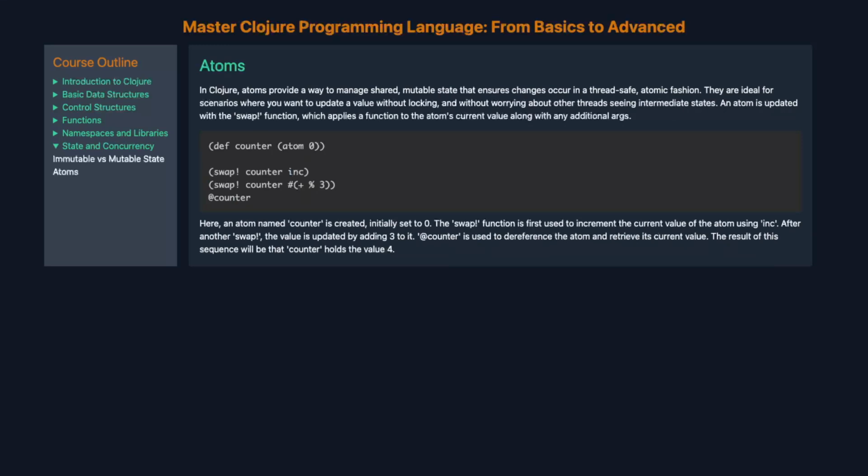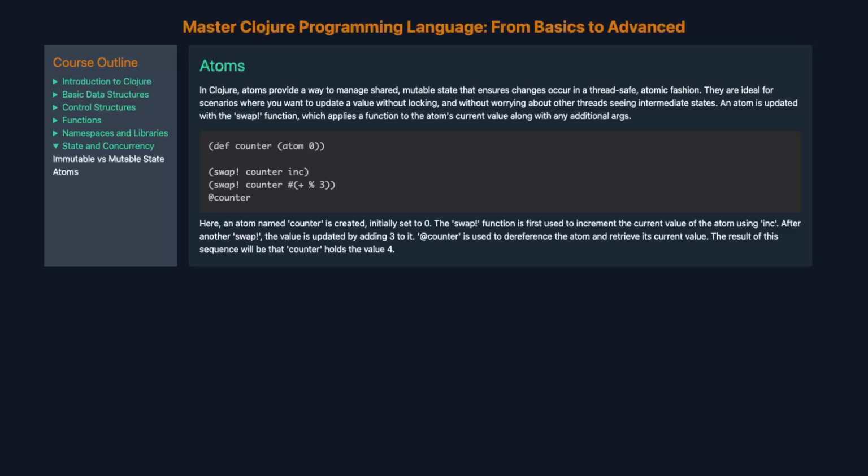Atoms. In Clojure, atoms provide a way to manage shared, mutable state that ensures changes occur in a thread-safe, atomic fashion. They are ideal for scenarios where you want to update a value without locking and without worrying about other threads seeing intermediate states. An atom is updated with the swap! function, which applies a function to the atom's current value, along with any additional args.